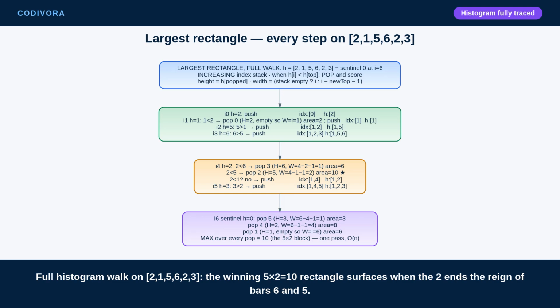Pop the 6, area 6. Pop the 5, and its width is 2, so area 10, that's the winner. A sentinel bar of height 0 at the very end flushes whatever's left over. The key idea: each bar's rectangle is bounded by the first shorter bar on each side, and the stack hands you both edges for free. Answer 10 in one pass.